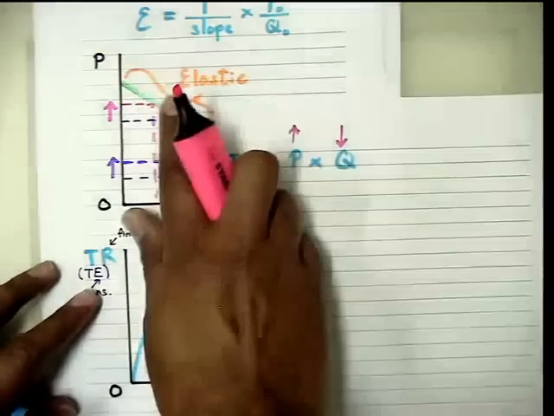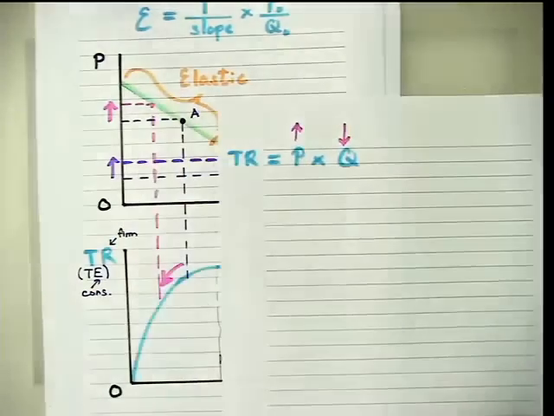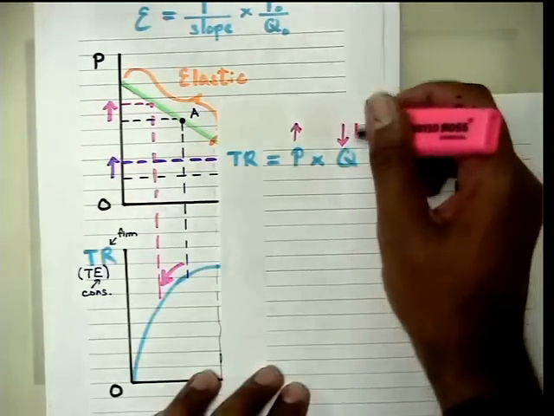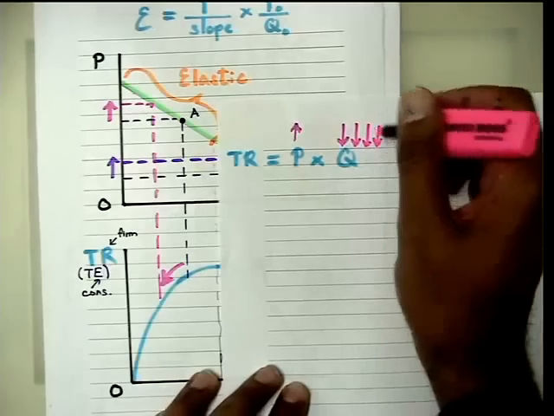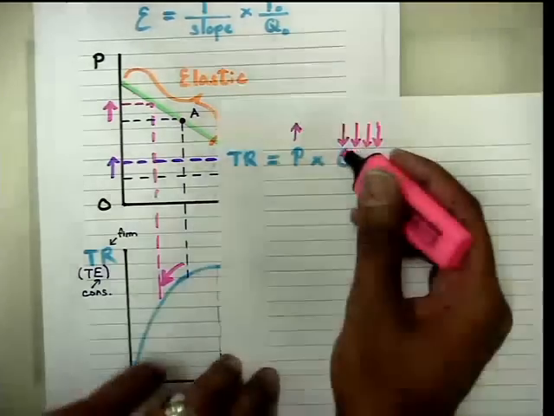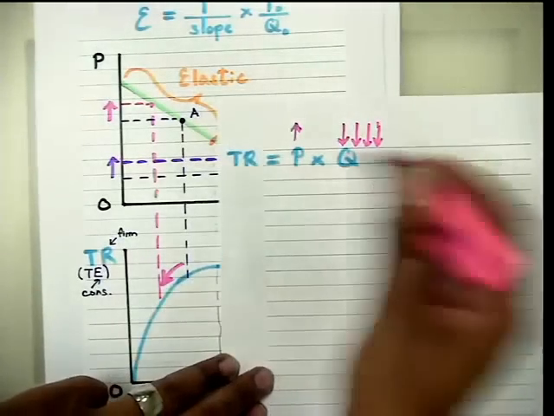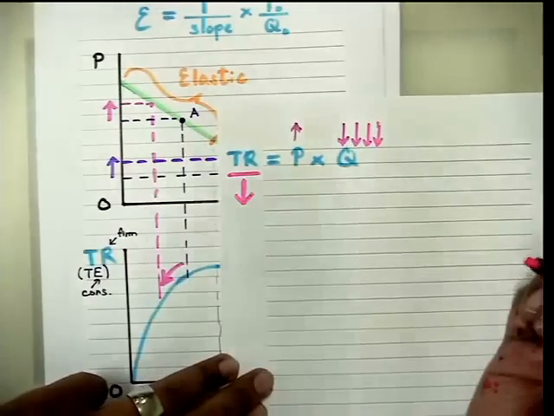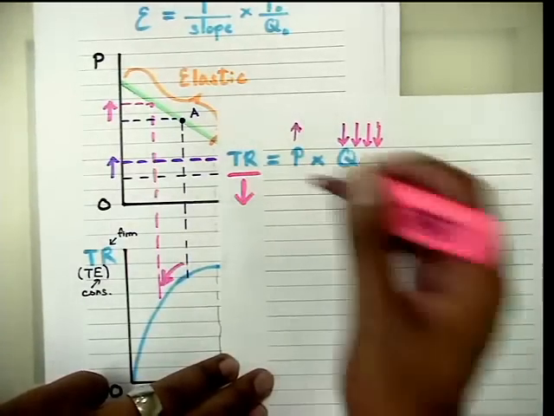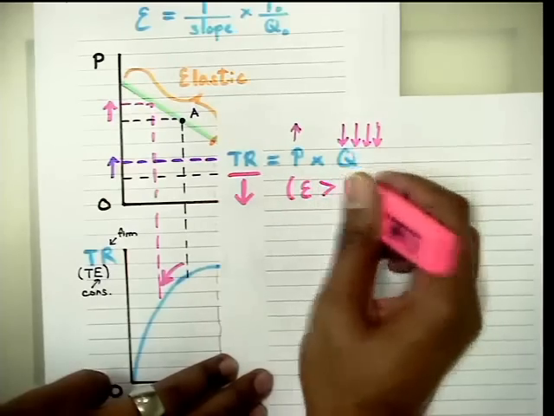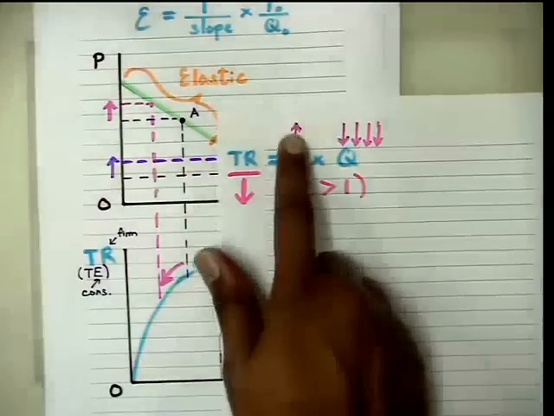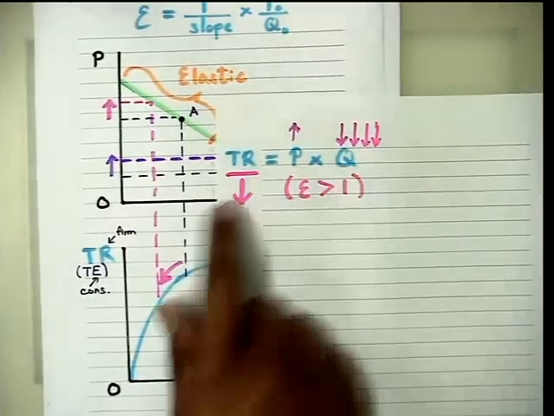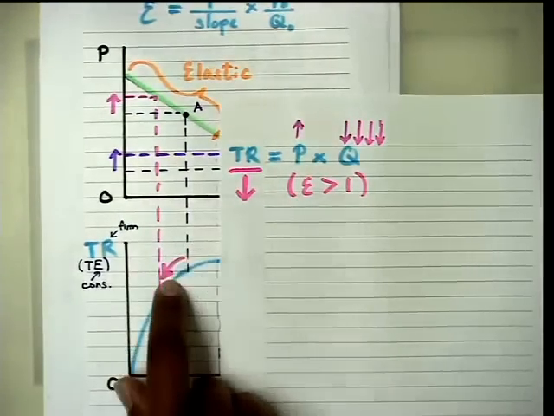But if we're on the elastic side, elastic means responsive. Small change in price will cause a large change in quantity. And the change in quantity is so much that overall total revenue will go down. Because that's what elastic means. This is if demand is elastic. A small change in price causes such a large change in quantity, so much so that my total revenue has actually decreased.